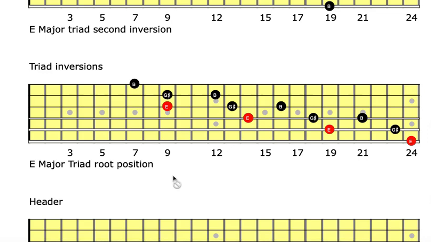The next one is the root position. The root position is when the root is in the thickest string. In our example here, it's on the third string. So you get here on this fret, fret number 9. So you go here, E, or in degrees, it's 1, 3, and 5. So E, G sharp, and B.